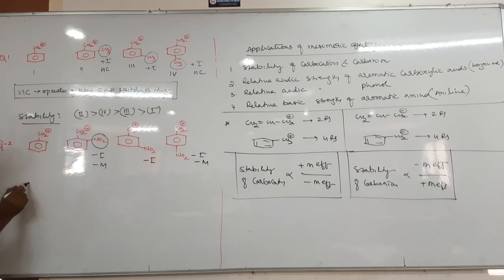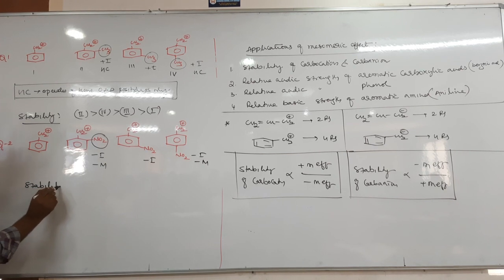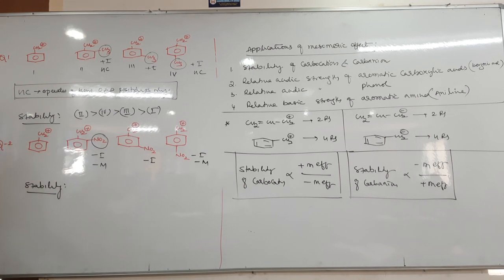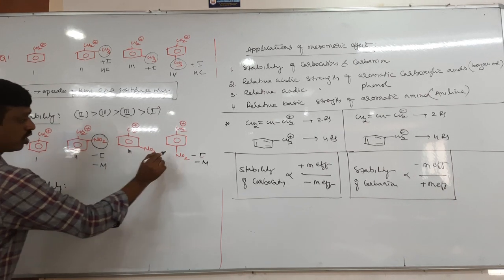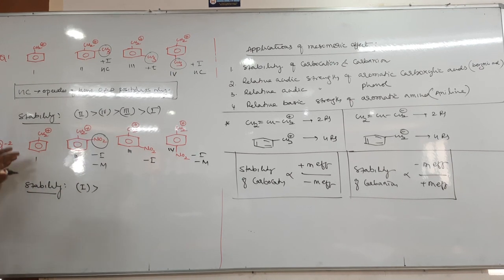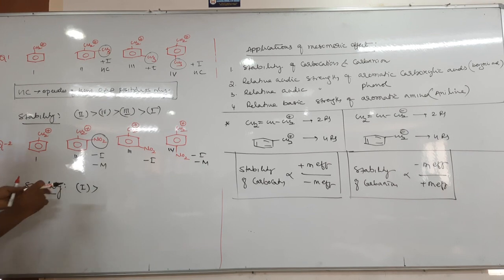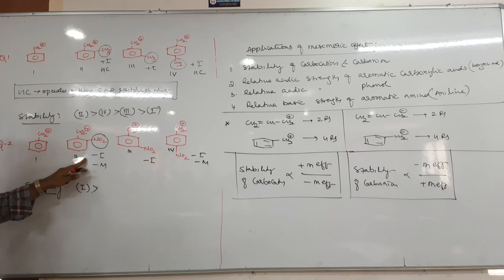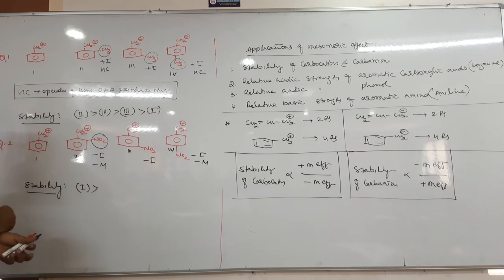Tell me, what is the order of stability? So we know that all the three groups are electron withdrawing groups. Electron withdrawing group decreases the stability of carbocation. Therefore, which is more stable? 1, 2, 3, 4. 1 is more stable because there is no electron releasing, no withdrawing. Okay, next, among 3, where the electron withdrawing is maximum? In 2, electron withdrawing is maximum.